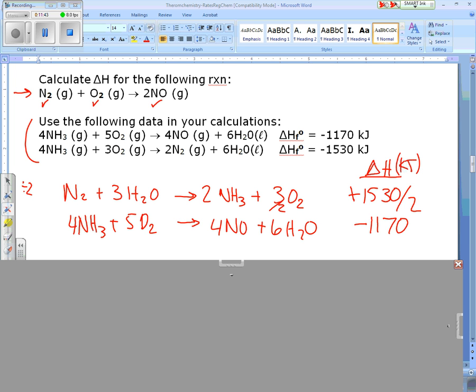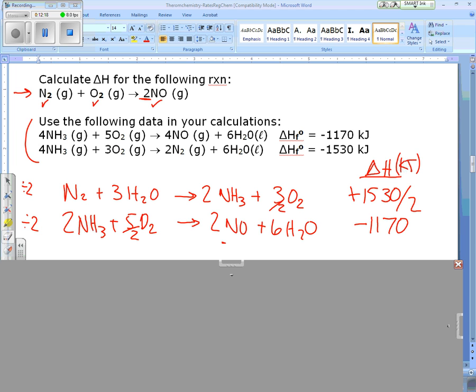Our next guiding question. Does the equation that we're using match in coefficient with the goal equation? I need NO to have a 2, and it has a 4. So what do we need to do to this whole equation and our delta H value in order to fix that? Divide by 2. So 4 divided by 2 is 2. 5 divided by 2 is 5 over 2. 4 divided by 2 is again 2.